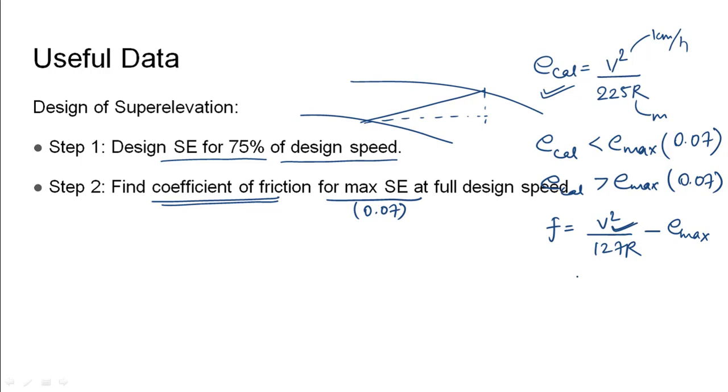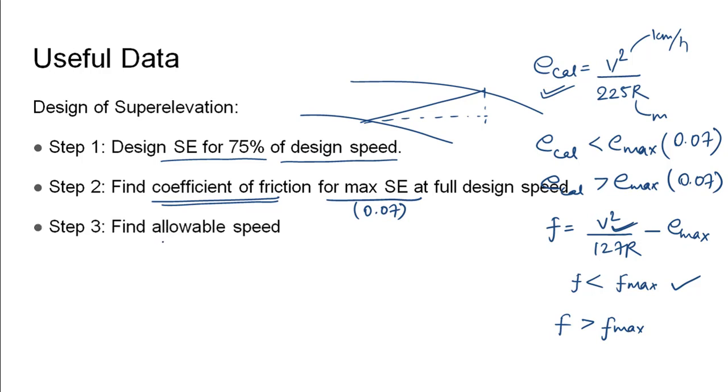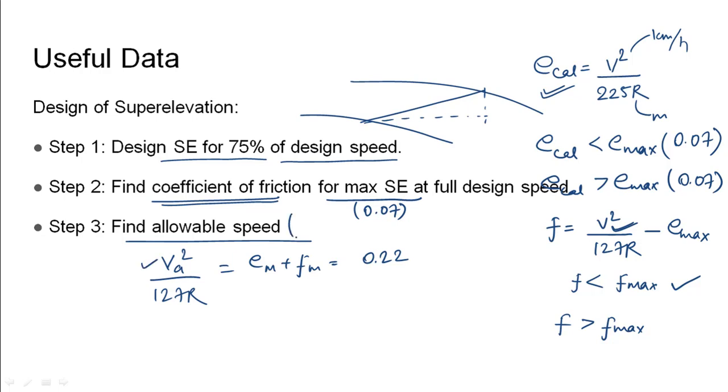In case the value of F is less than the value of F maximum, we can conclude the design here, but if it turns out to be greater, we go to the third step, that is we find the allowable speed, which is given as va square by 127r equals E max plus F max, that is 0.22. Using this we can find the allowable speed Va. These are the design steps which need to be followed for designing of super elevation of a roadway facility.